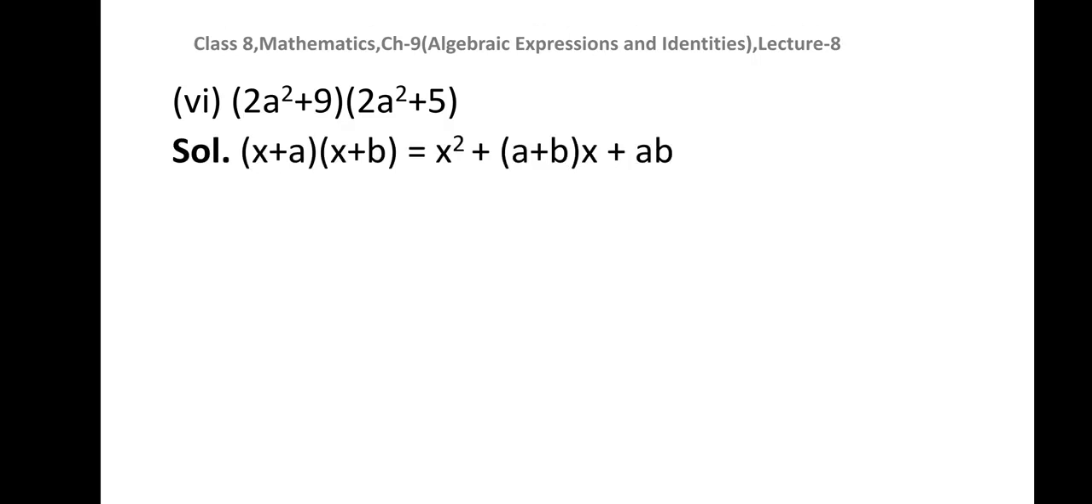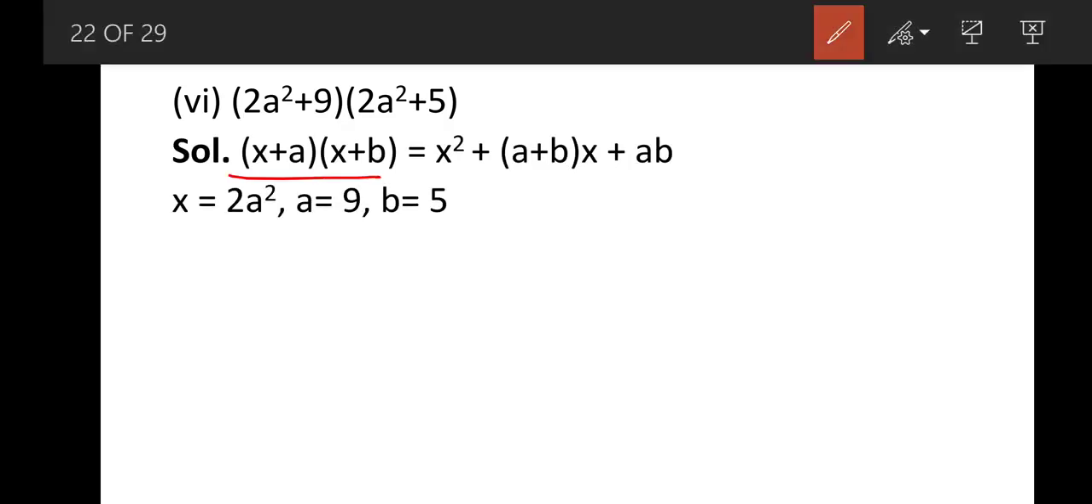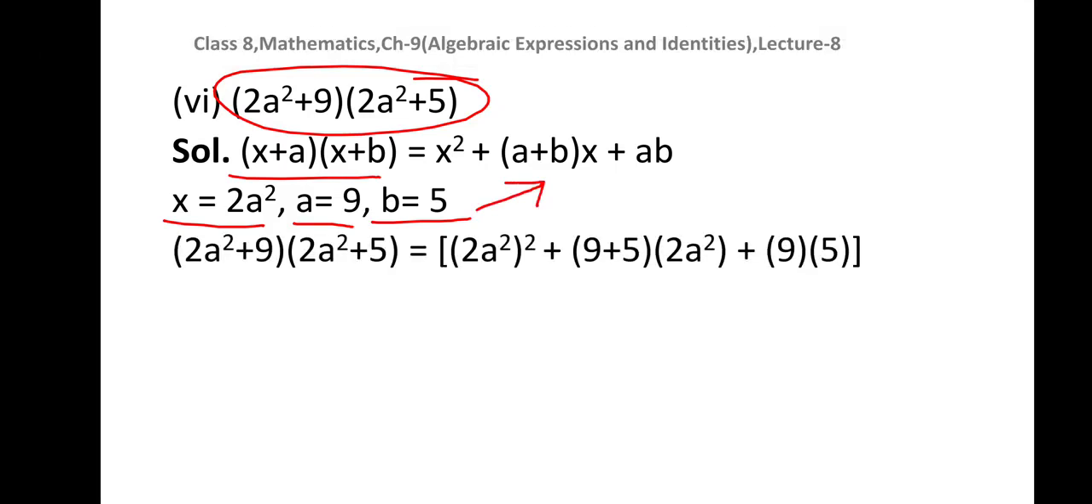Now coming to the sixth part, it is 2a square plus 9 into 2a square plus 5. Again we are supposed to use this identity number 4, and if I compare the left hand side of the identity with the given question, what I have observed: x is equal to 2a square, a is equal to 9 and b is equal to 5. So simply I need to put the values of x, a and b on the right hand side. So this is what I have done.